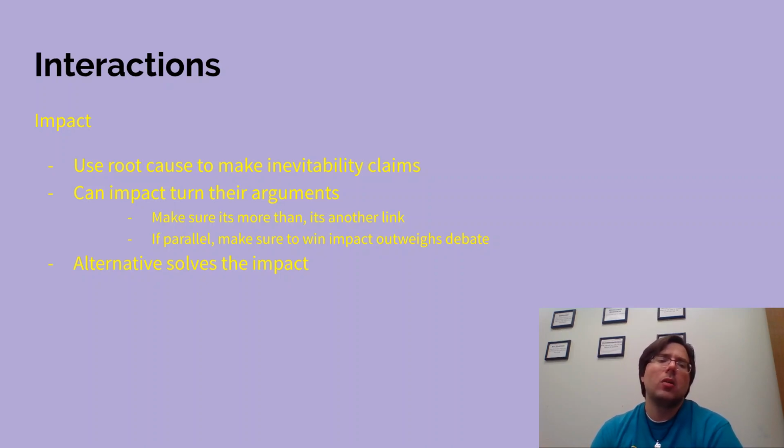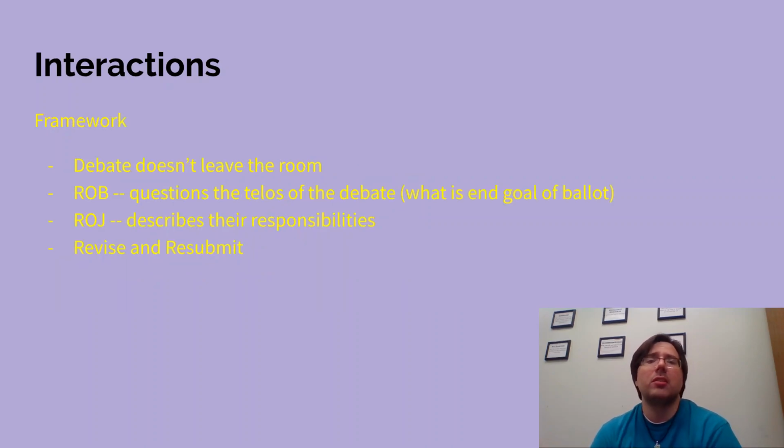And then also, kind of what we talked about on the alternative level, you can make arguments as to why the alternative is able to solve the AFF. This is always a productive thing to be able to articulate, and if it goes conceded, it makes for a pretty easy 2NR. I believe the last thing we're going to talk about is framework.